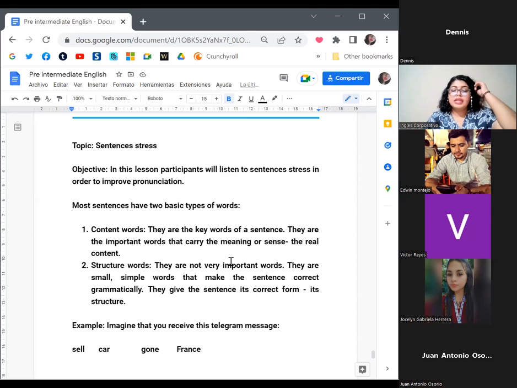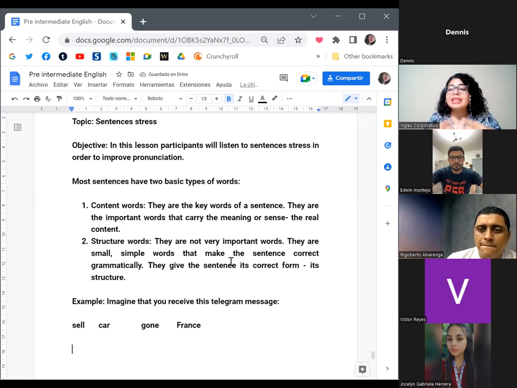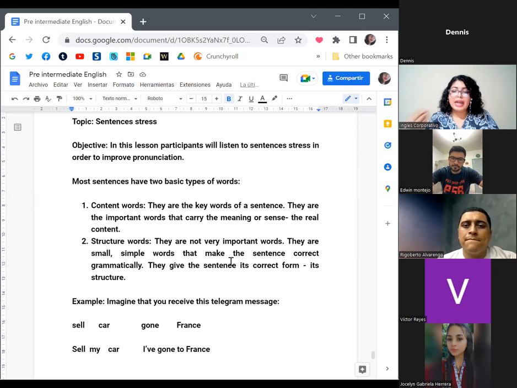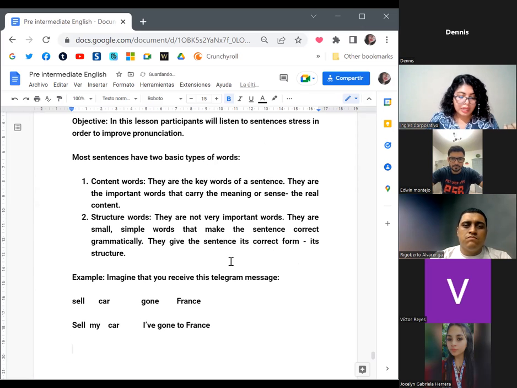We can add a few words. Tenemos el ejemplo y vamos a agregar algunas cuantas palabras para entender mejor la oración. So, for example, sell, and we can add my car. And then we have the other one, I'm gone to friends. So it's kind of complete. The new words do not really add any more information, but they make the message more correct grammatically. We can add even more words to make one complete grammatically correct sentence, but the information is the same. So in that case, we are just adding some words, but we are not adding information to the sentence, just adding words.